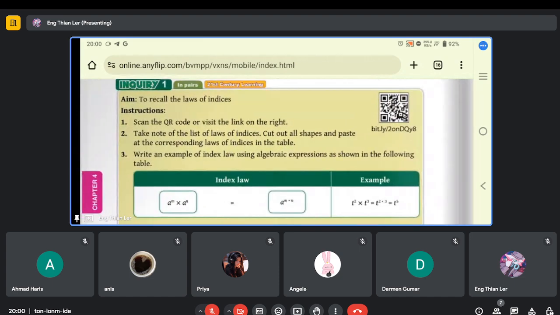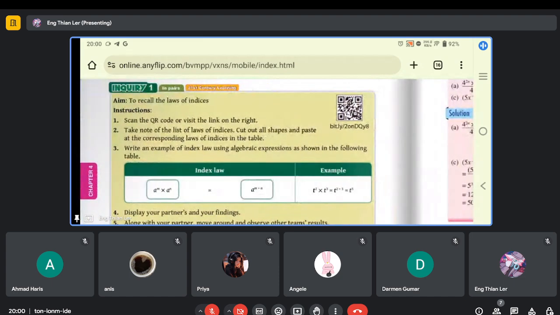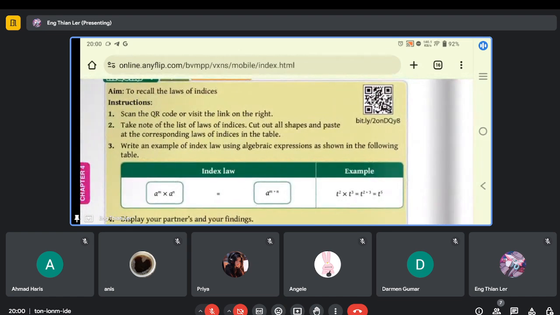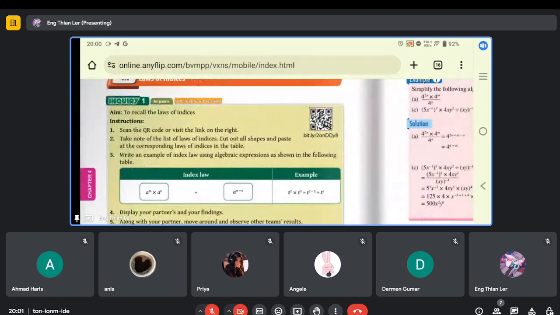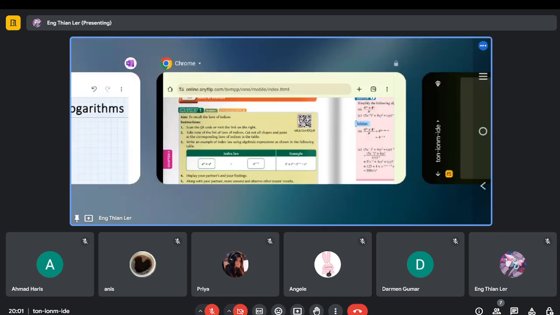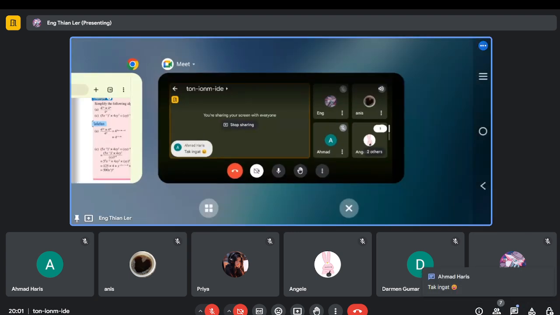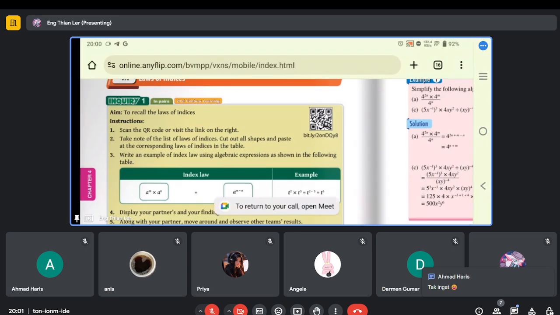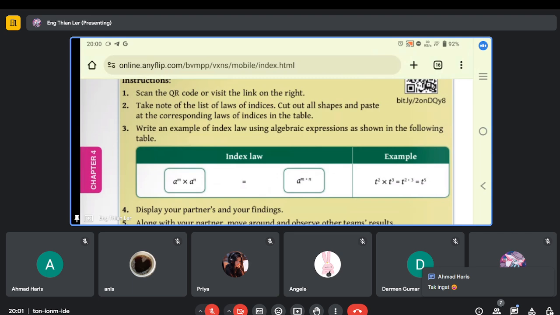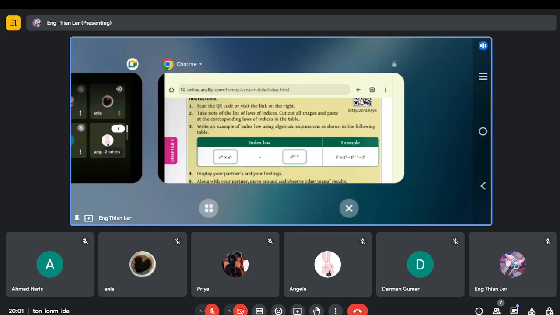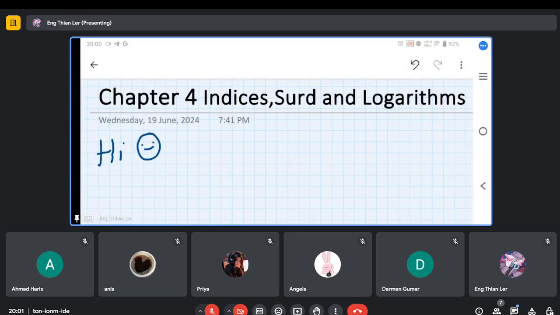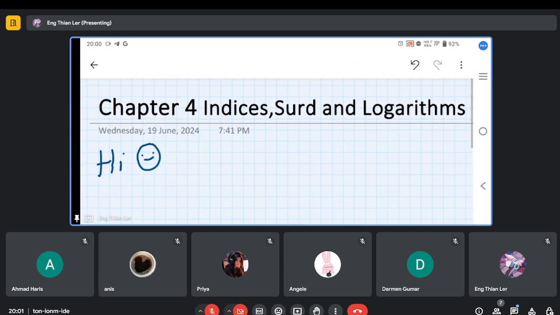Anyone here know what is the law of indices? Does anyone here know? Oh wait. Tak ingat. It's okay. I can teach you all. So let's recall back the law of indices.